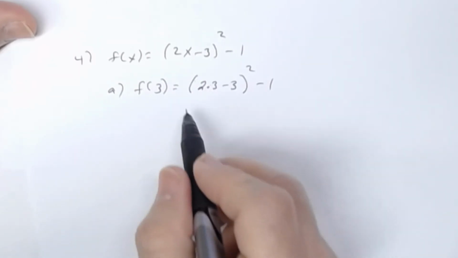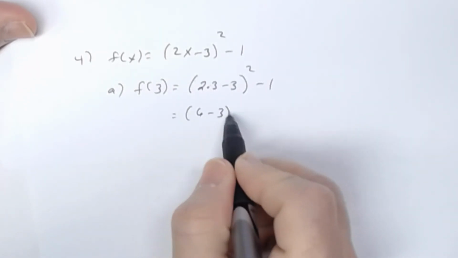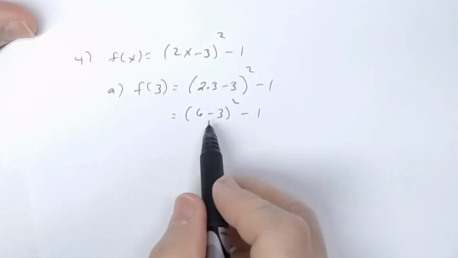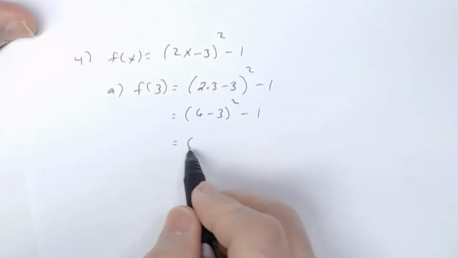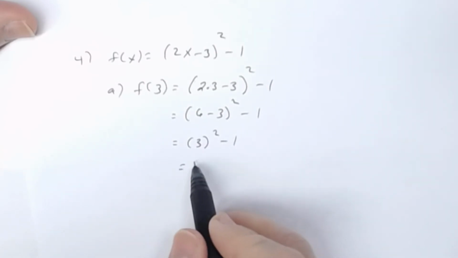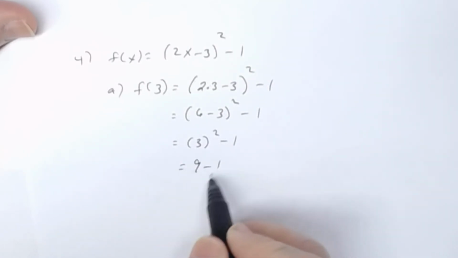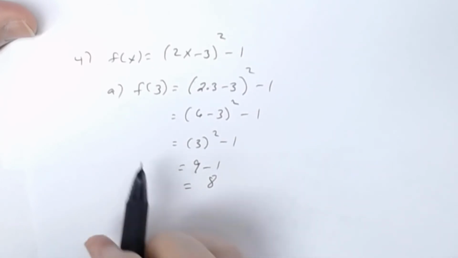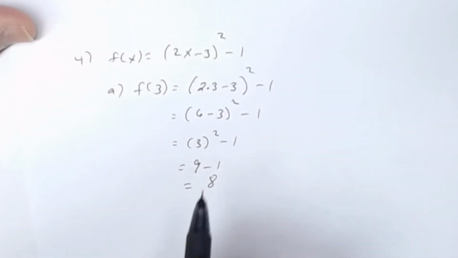2 times 3 is 6. So I have 6 minus 3 squared minus 1. And then 6 minus 3 is 3. So I get 3 squared minus 1. And then 3 squared is 9. 3 times 3 is 9. And 9 minus 1 is 8. So f of 3 is 8. So that goes here.